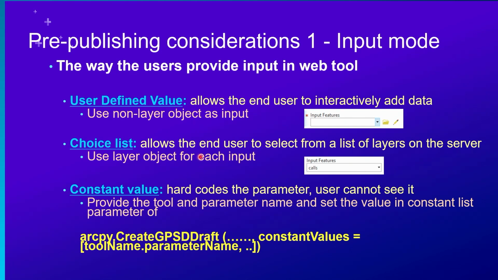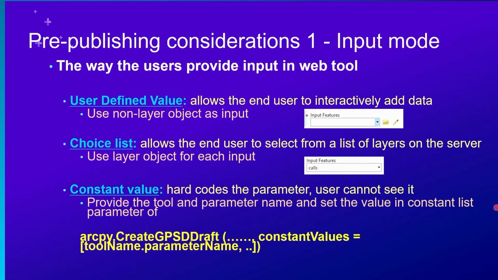And the second one is choice list. If you make a layer rather than a feature set or feature class, during publishing, your data is going to be copied to the server or referenced, depending on how you set it up. So if you want to limit the data available to users, you want to pick this choice.